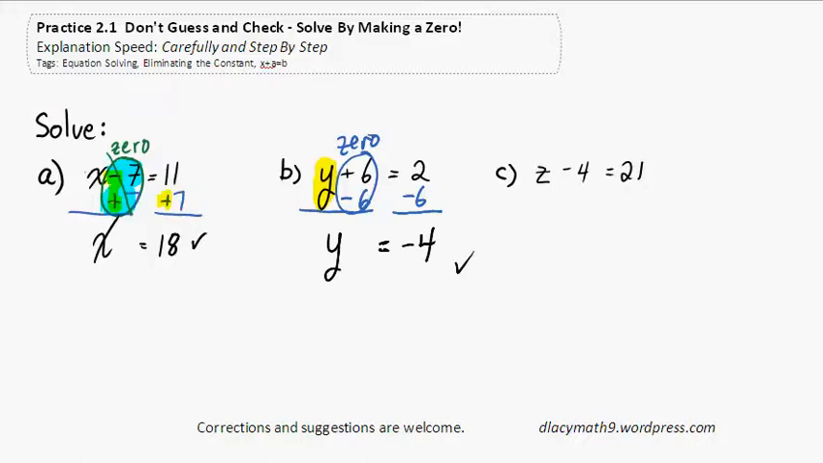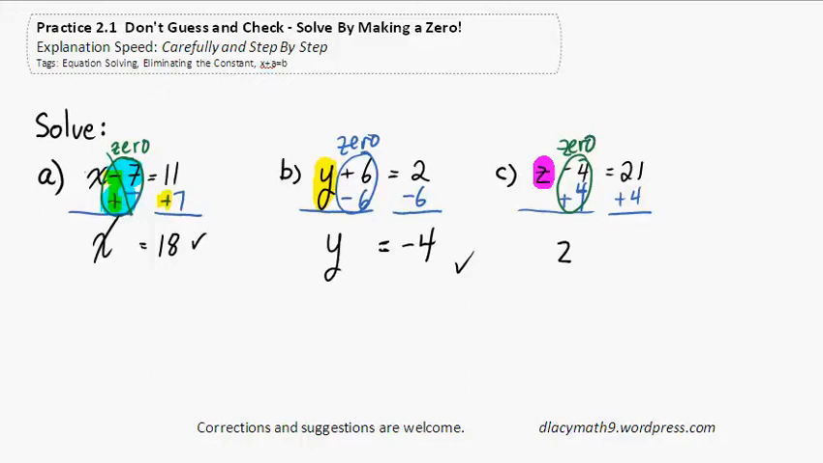That's the answer. And lastly, I've chosen to use the variable z. It's just a letter which represents a number that when you subtract 4 from it, you get 21. Well, the answer is 25, but I want you to be able to do it in this special way. Add the opposite of the constant term to both sides of the equation. That will give you a 0. As always, you don't have to write this. This is just me showing you.